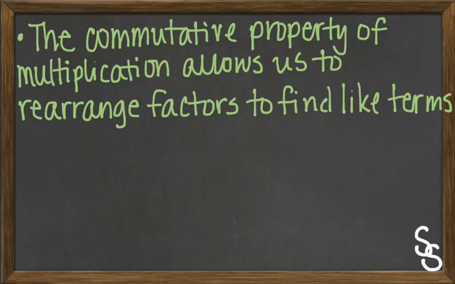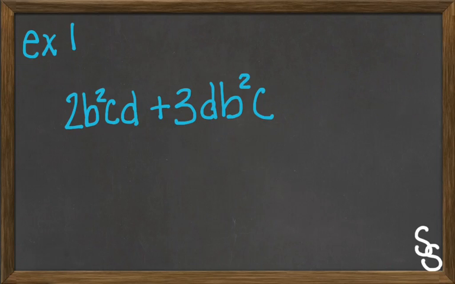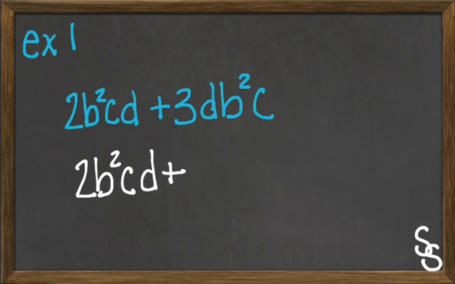Now the commutative property of multiplication allows us to rearrange factors to find like terms. So in this case, I'm going to leave the first term alone, so 2b squared cd, but I'm going to see if I rearrange each of the factors of this term if I can actually find two common terms. So I'm doing these in alphabetical order. Again, you don't have to. It's just what I use that helps me.